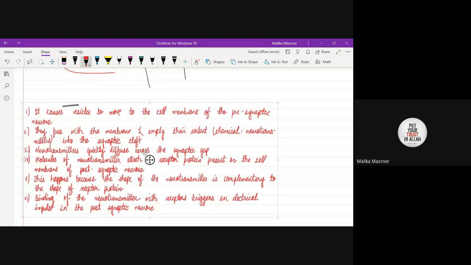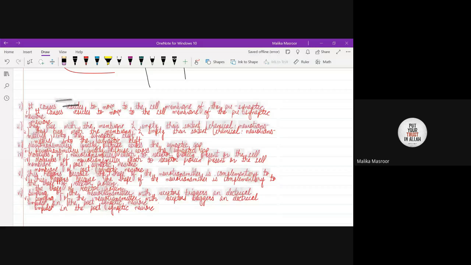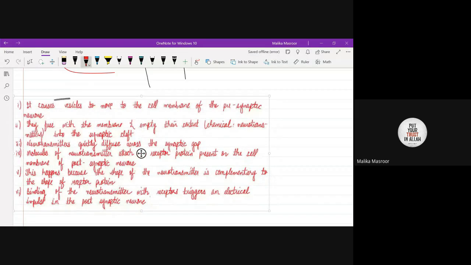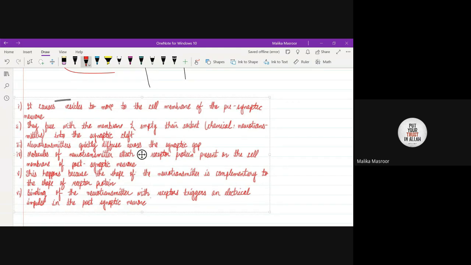Let's see. Firstly, your nerve impulse causes the vesicles to move to the cell membrane of the presynaptic neuron. Then they fuse with the membrane and empty their content, that is your chemical neurotransmitter, into the synaptic cleft. Neurotransmitters then quickly diffuse across the synaptic cleft. Yes, someone also included the point of diffusion. I forgot who said that electrical impulse will diffuse. Actually, electrical impulses do not diffuse. These neurotransmitters diffuse.